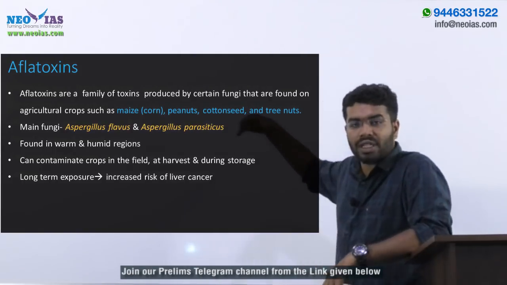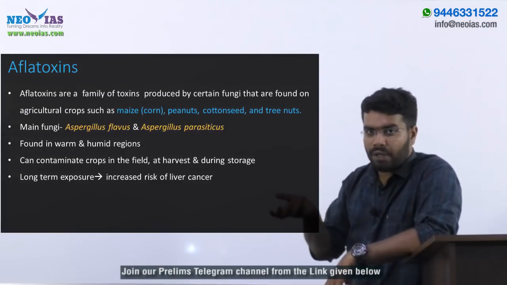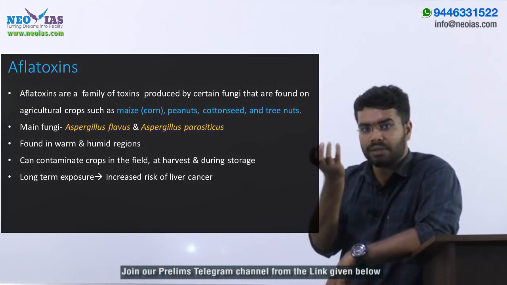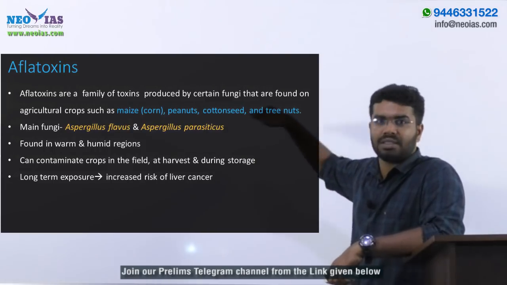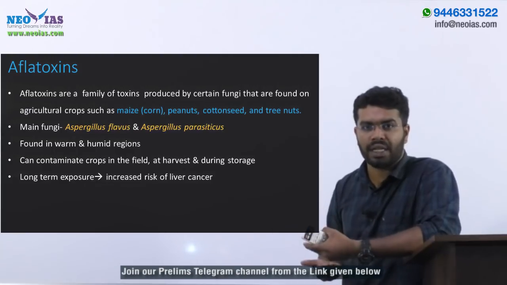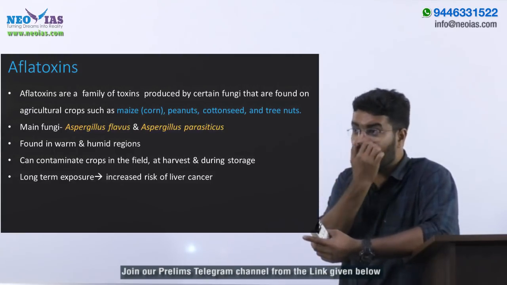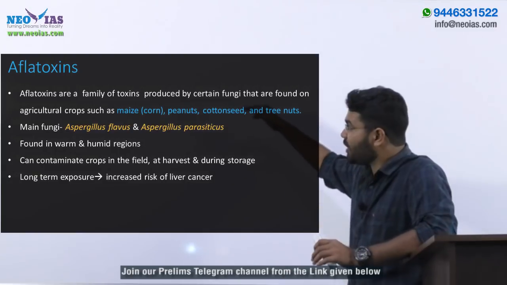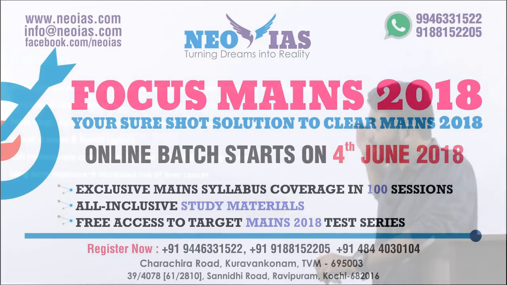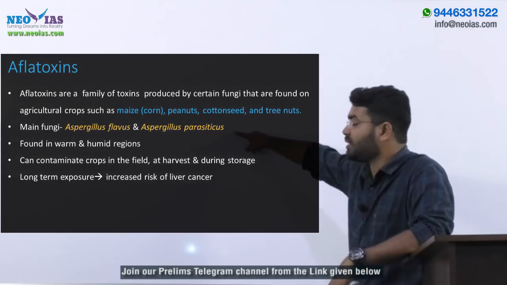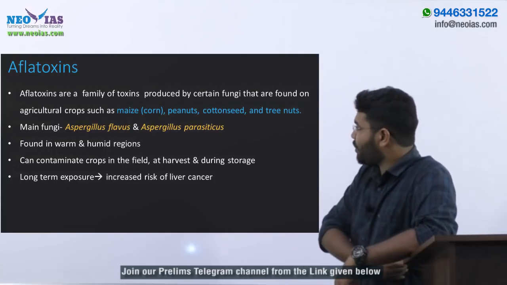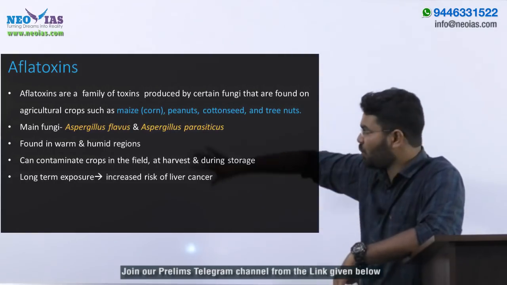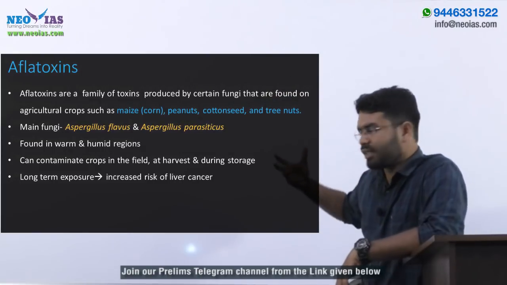So tree nuts, cottonseed, corn, peanut, etc. are the agricultural products which have high susceptibility of developing this fungi if not stored properly. If a high moisture content is there and we are not treating it properly, then it will result in the formation of aflatoxins, which is very harmful to the human body. Now the main fungi responsible for the production of aflatoxins are Aspergillus flavus and Aspergillus parasiticus. Just a fact, you need not remember the names, just remember Aspergillus, that's all.